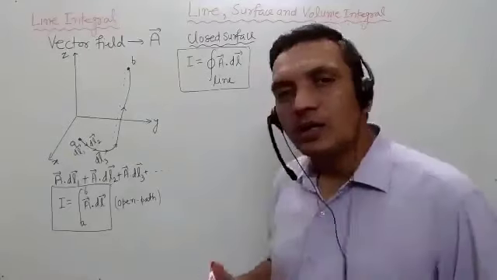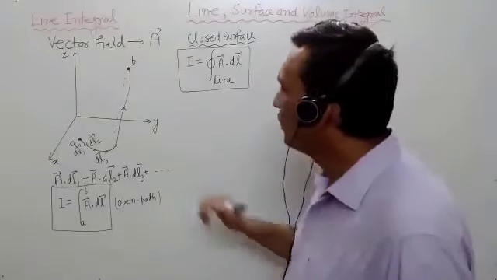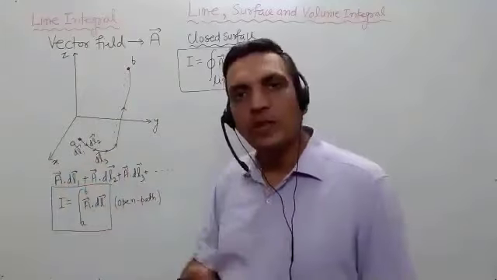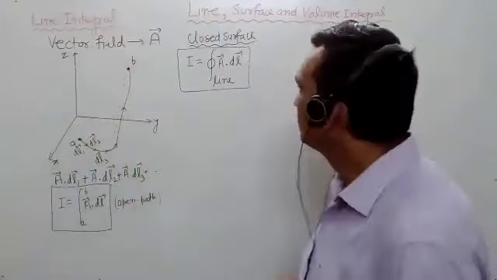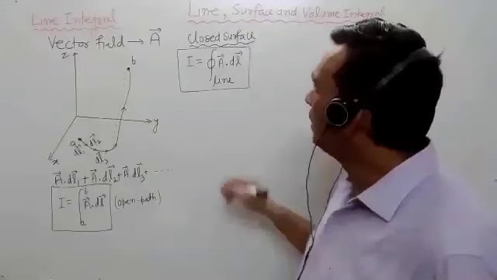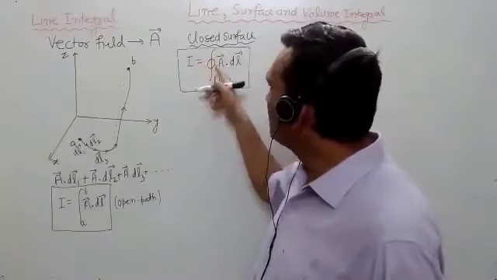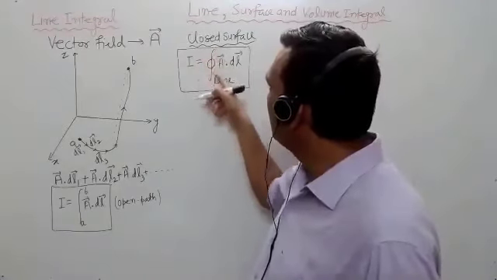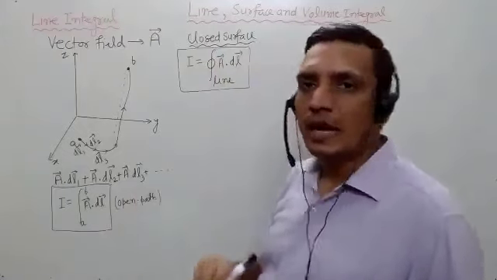Now you will encounter two types of closed path. When point A and B coincide, that is the closed path. Whenever you have an open surface, you will get always a closed path. So we will see how to calculate it. This is the representation of closed path. Whenever a circle is given with this integral, that means it represents a closed line integral.